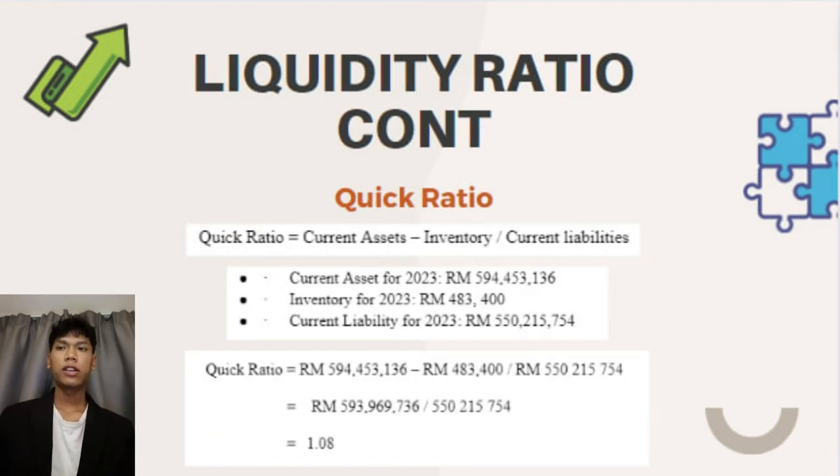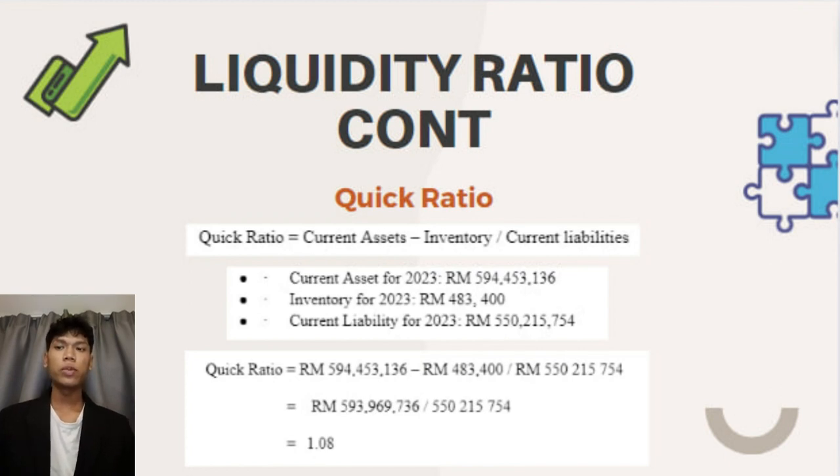So next, let's calculate the quick ratio, which is a more stringent measure of liquidity because it excludes inventory from current assets. The quick ratio is calculated using the formula: quick ratio equals current assets minus inventory divided by current liabilities. So from the report, we got inventory RM483,400. The calculation will be 594453136 minus 483400 divided by 550215754, which is equal to 1.08.